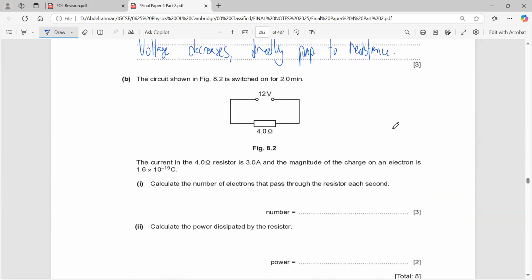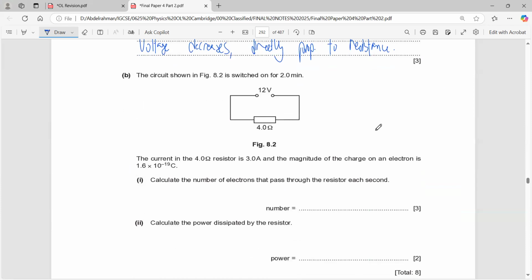Okay, moving on. The circuit shown is switched on for 2 minutes. The current in the 4 ohm resistor is 3 amperes, which is quite obvious because I equals V over R, so 12 over 4 is 3 amperes. The magnitude of the charge on one electron is 1.6 times 10 to the negative 19 coulombs.